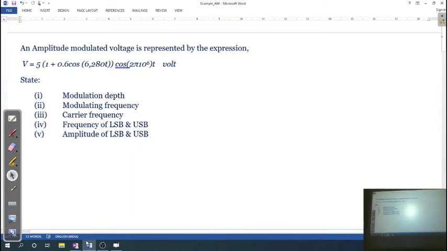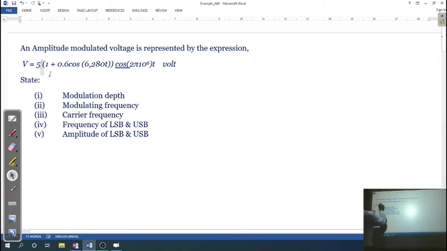Here, you can write this example: an amplitude modulated voltage is represented by the expression V = 5(1 + 0.6 cos 6280t) cos(2π × 10^6 t). You have to find out the modulation depth, the modulating frequency, the carrier frequency, the frequency of the LSB and USB, and the amplitude of the LSB and USB.